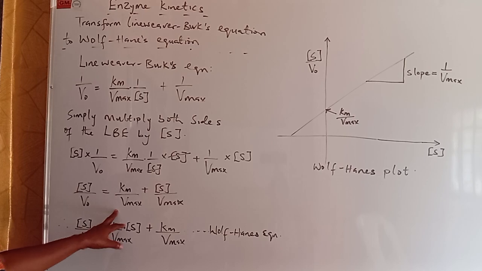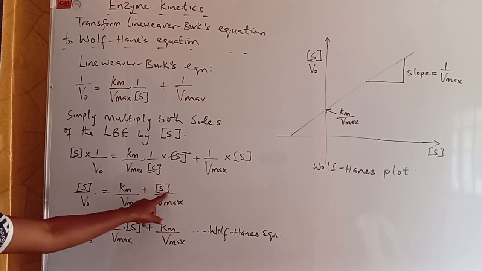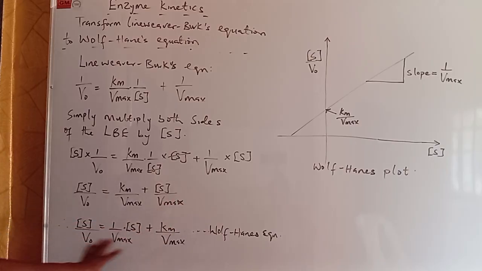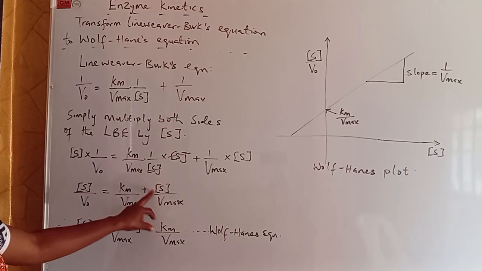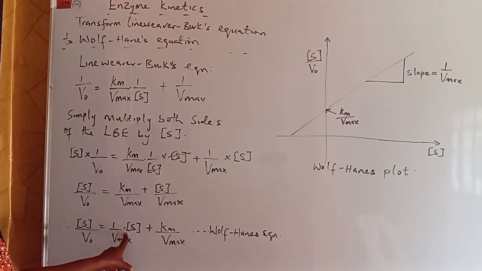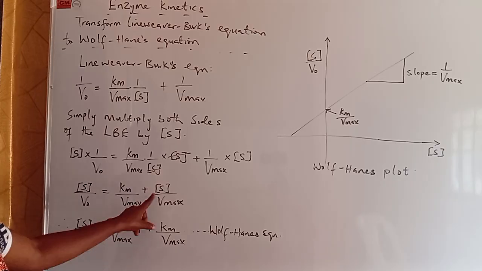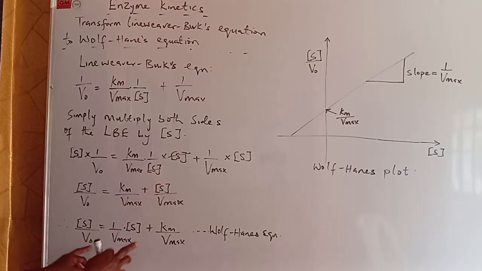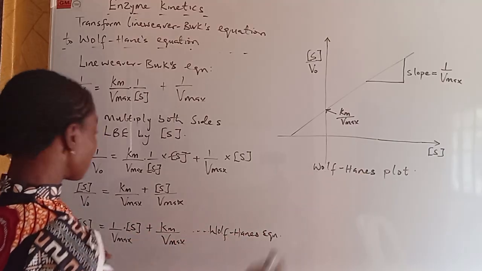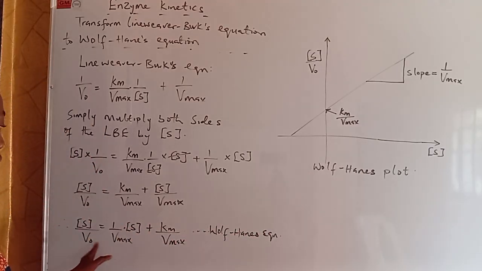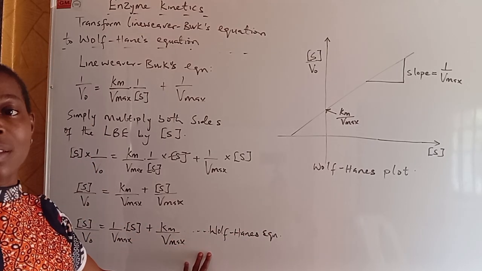And then you rearrange so that we have 1 over Vmax. This comes here and this comes here to show what we plot against what on the graph. So we have Km, this is 1 over Vmax times substrate concentration. Why did we change it from this to this? To show you what to plot on the x-axis and what to plot on the y-axis. And so this becomes the Hanes-Woolf equation.